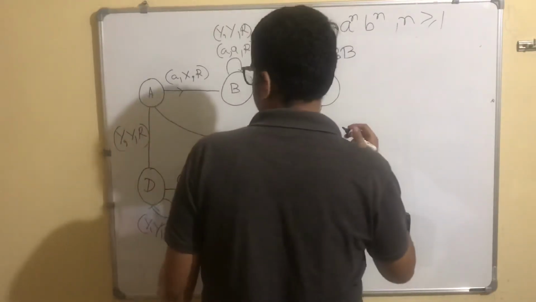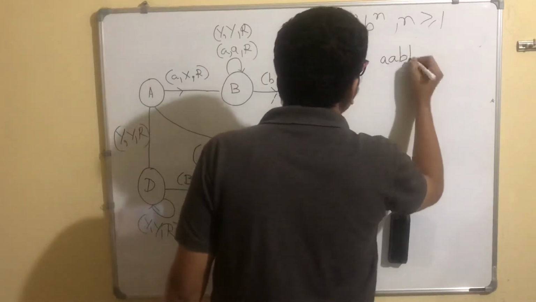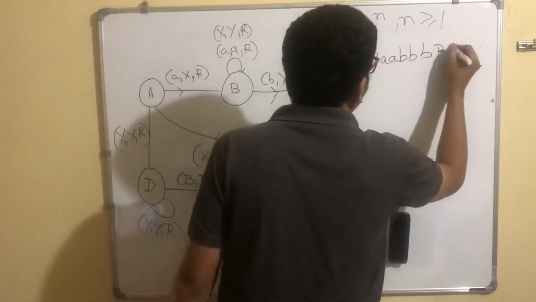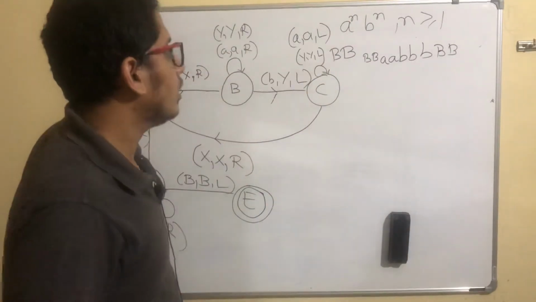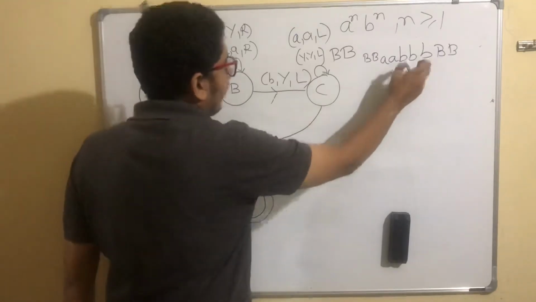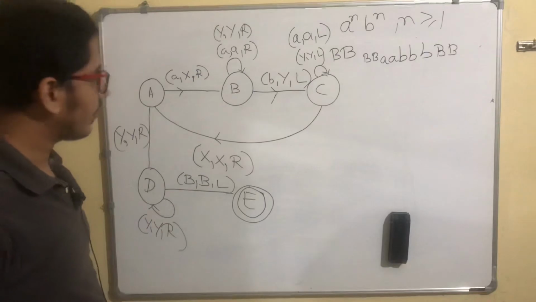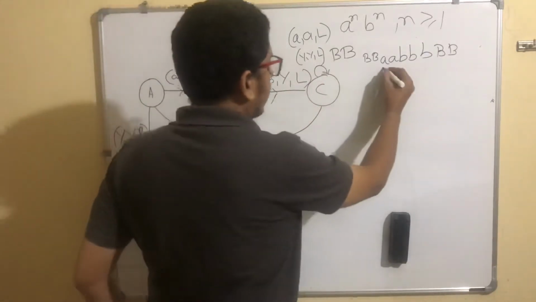Now let's take the string a b b b. There will be blanks to the left, blanks to the right. So now our language is a raised to n, b raised to n. So this is an invalid string, but we have not given any dead configurations, nothing here. Let's see what happens here. So initially the pointer will be here.